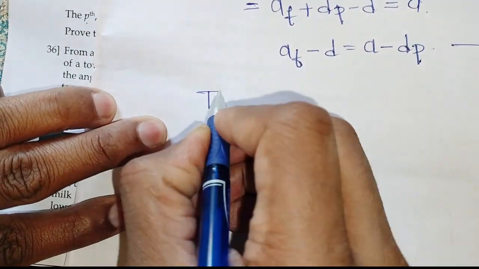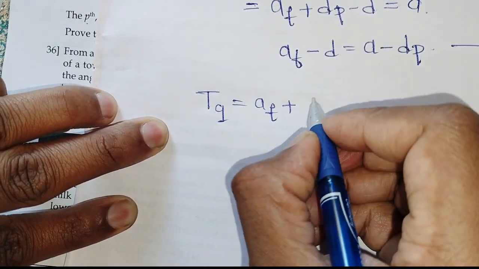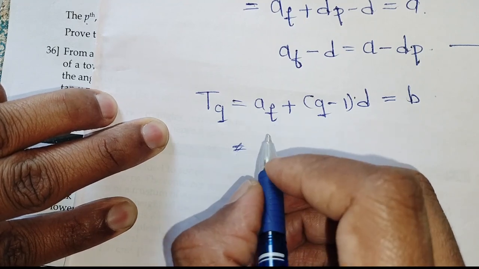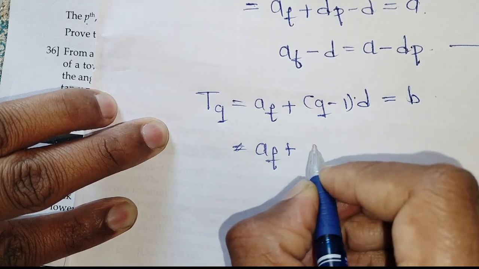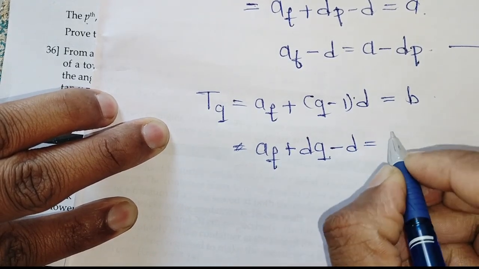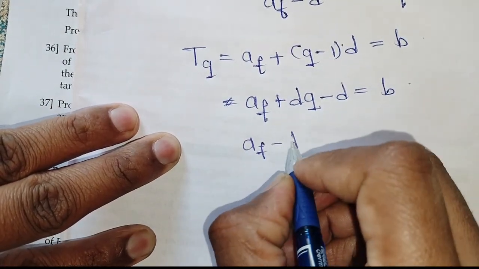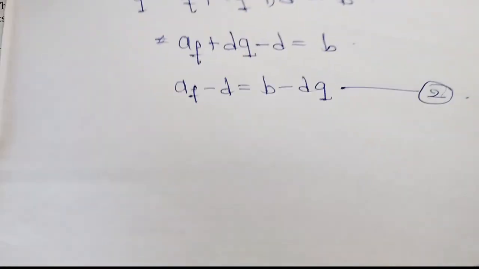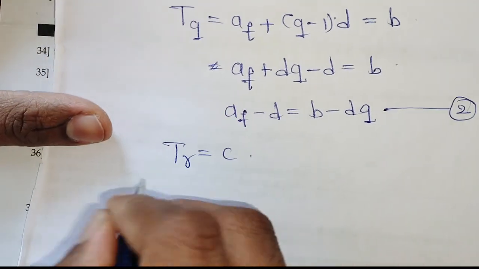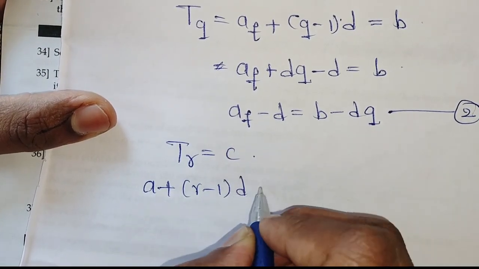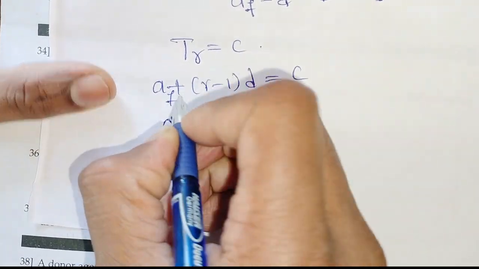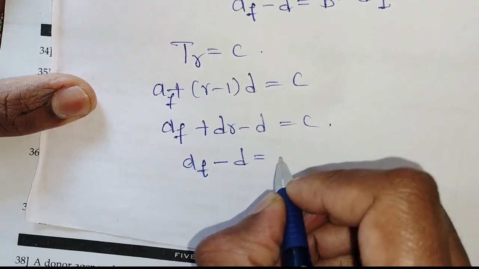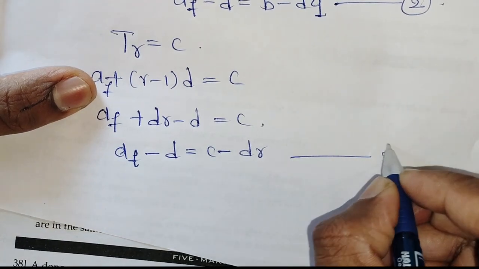Next, tq is af plus q minus 1 into d equals b. This is af plus dq minus d equals b. Af minus d here also equals b minus dq. Let this be equation number 2. Next, tr equals c. That is, tr is af plus r minus 1 into d equals c, and this is af plus dr minus d equals c. Here also af minus d is c minus dr. Let this be equation number 3.